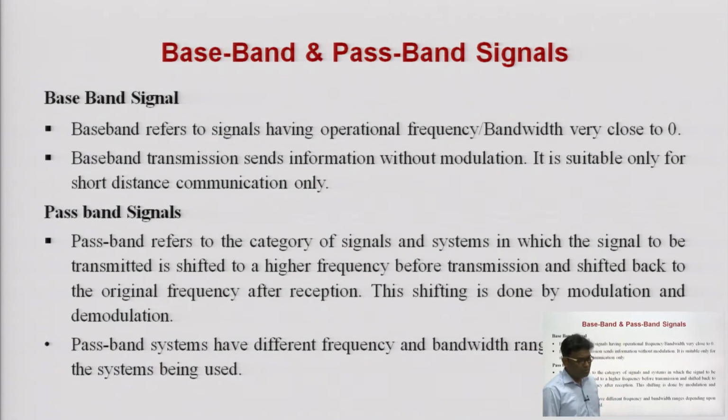So, a baseband signal refers to the signal having operational frequency band or frequency components very close to 0 hertz. A baseband signal cannot be transmitted to a longer distance. It is generally suitable for short distance communication, for example, a telephone line in which we never use any kind of modulation is known as baseband, while passband signals have frequency components at a higher frequency range and their energy or power is also high, so that they can be transmitted to a longer distance.